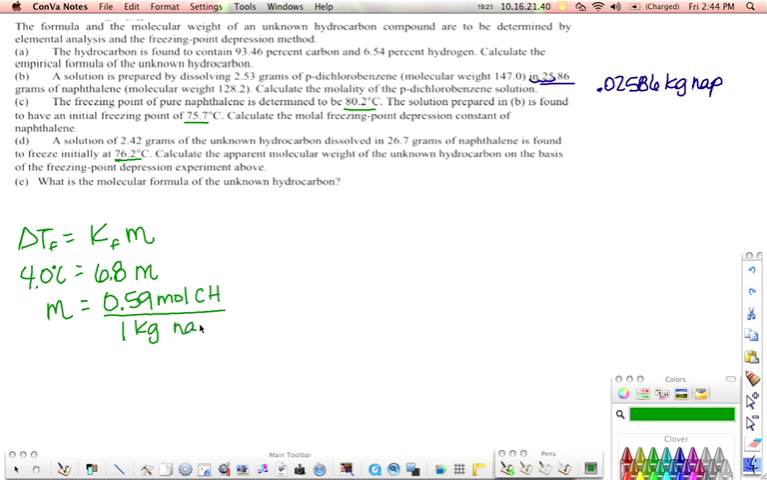Yeah, naphthalene. This stuff stinks to high heaven too. This is the main ingredient in mothballs, just in case you were wondering.